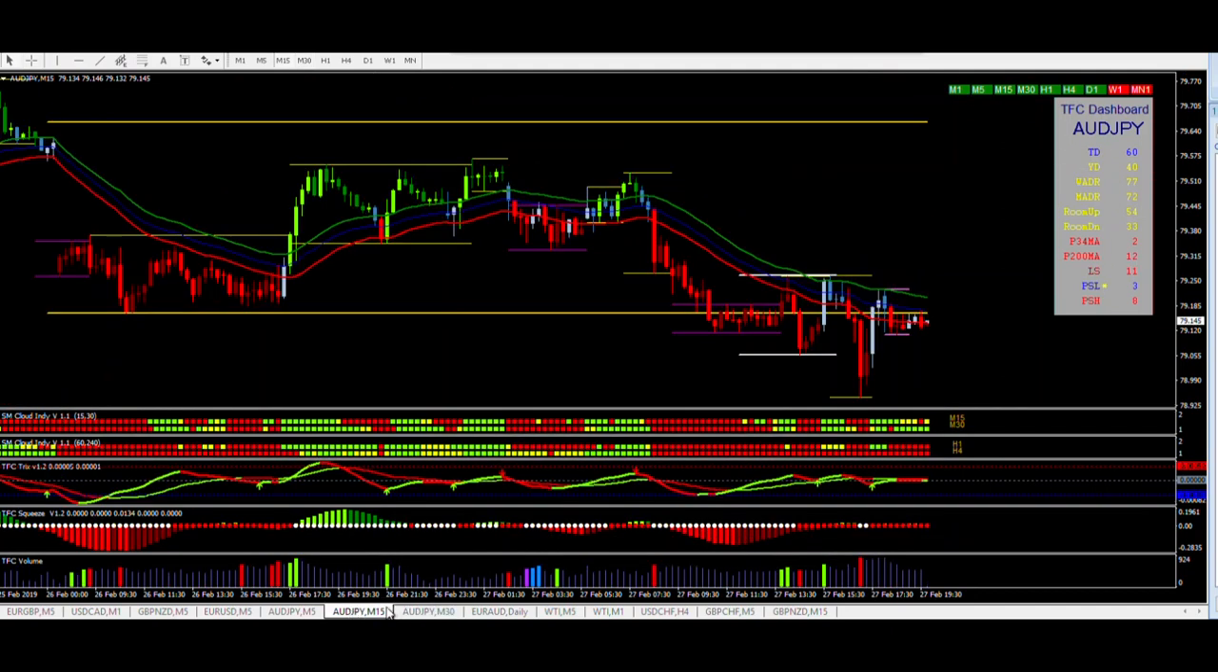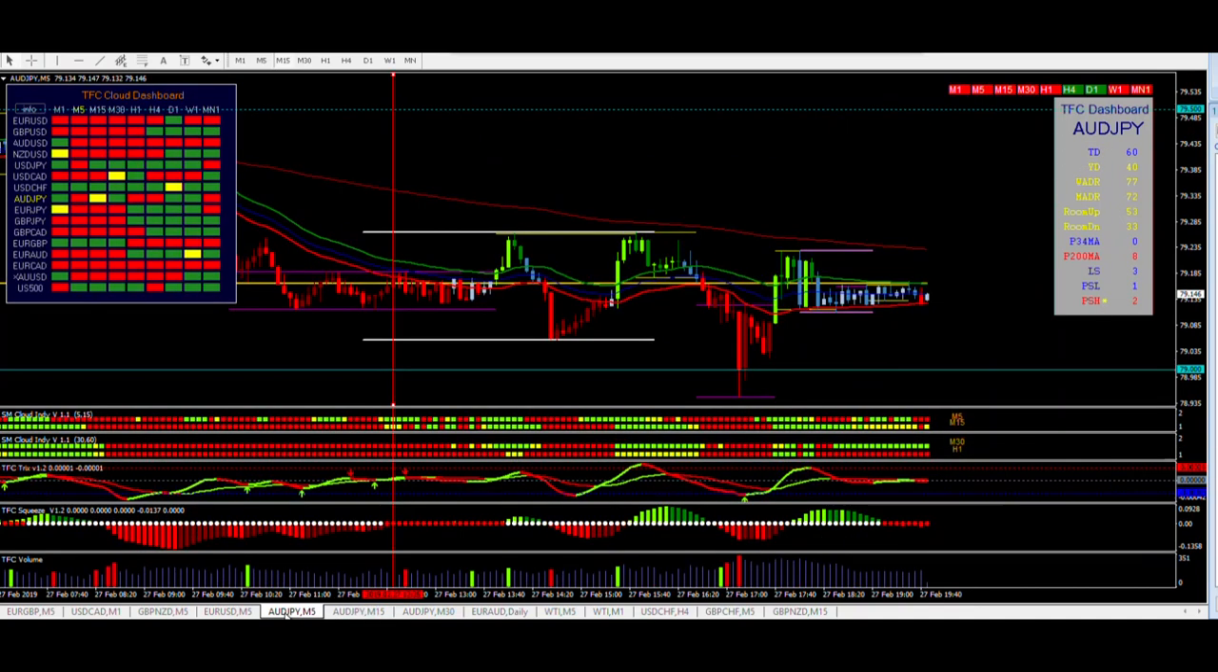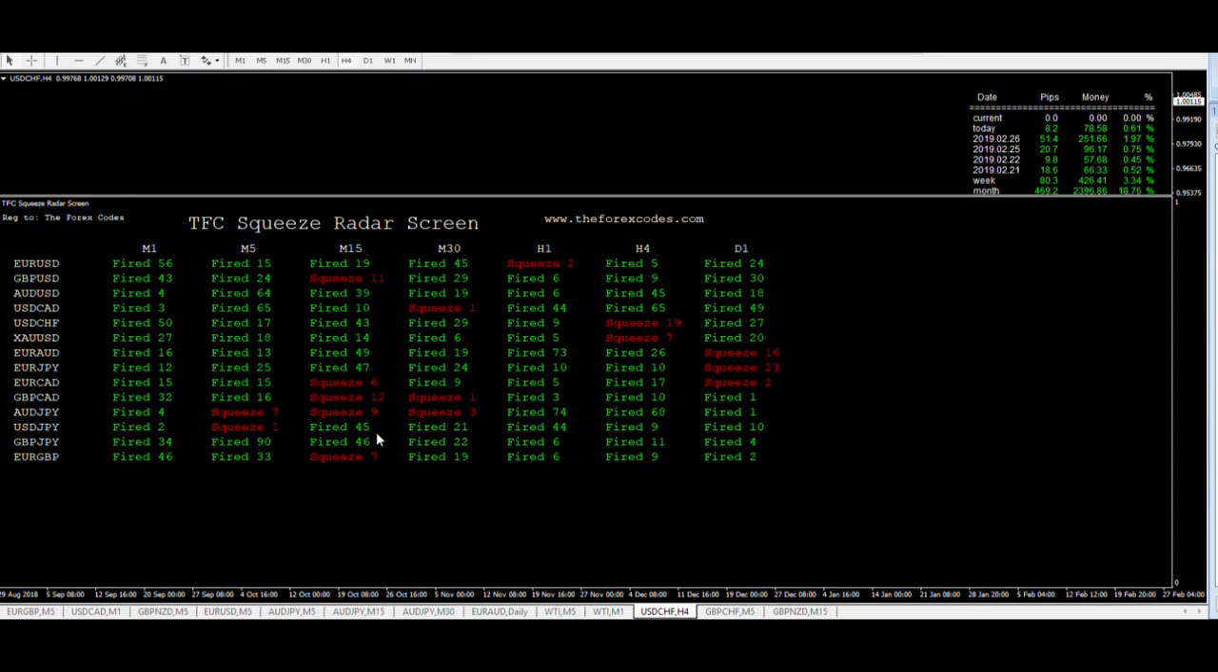At the same time, on the Aussie yen 15 minute, that's been in a squeeze for the best part of half a day, ready to fire off. The Aussie yen 5 minute is getting ready to fire off for a squeeze, and the Aussie yen 1 minute, which I haven't got on here, has fired off in a squeeze. They become very powerful. Whichever time frame you trade in, squeezes within squeezes are very powerful indeed. So fantastic, eh? See everything at a glance.